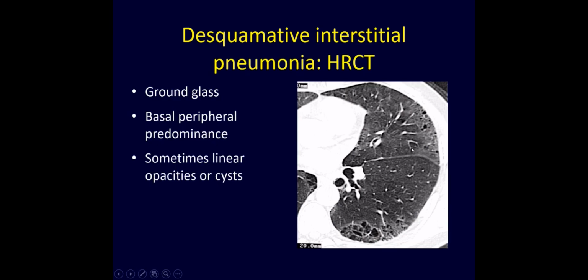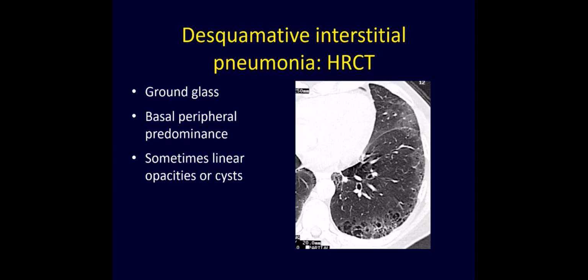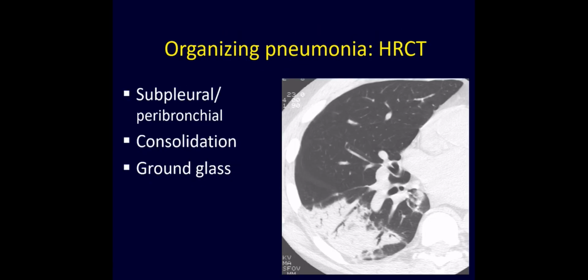A clue to this diagnosis is the presence of numerous cysts within the areas of ground glass abnormality. It tends to be lower lung and peripheral predominant. Organizing pneumonia is a more acute. Now we're into the more acute entities. It's usually subacute and presents with consolidation and or ground glass abnormality that may be subpleural or peribronchial.